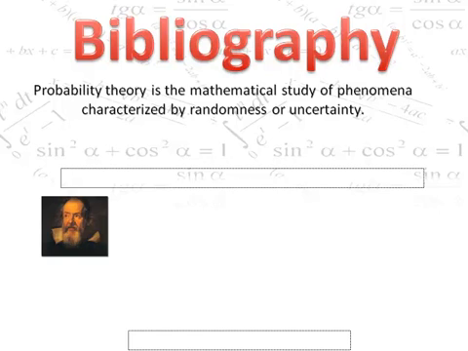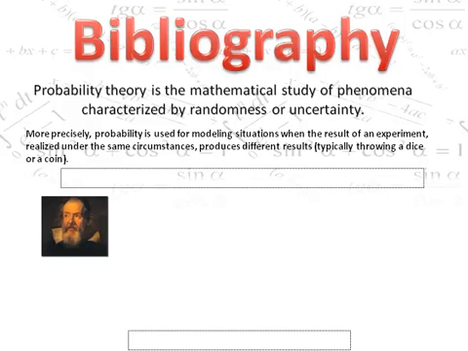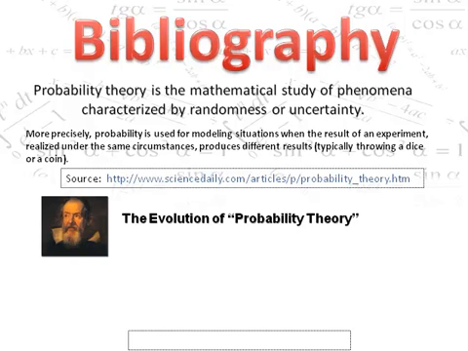Probability theory is the mathematical study of phenomena characterized by randomness or uncertainty. More precisely, probability is used for modeling situations when the result of the experiment, realized under the same circumstances, produces different results, typically throwing a dice or a coin. I found this at this website address, Evolution of the Probability Theory.